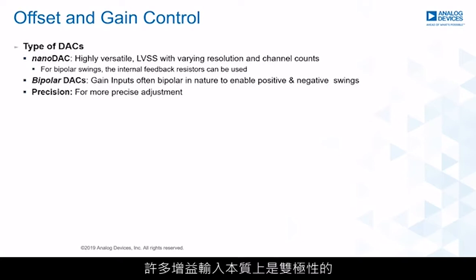As many gain inputs are often bipolar in nature to enable amplification in both directions, the bipolar products are often used. For increased precision, there are DACs like the 85791 family offering up to 20-bit resolution, 1 LSB or less INL, and very low noise and drift performance. The 85790 family include reference buffers to further simplify the circuit design for precision applications.